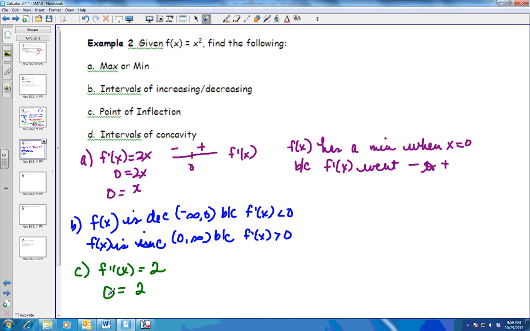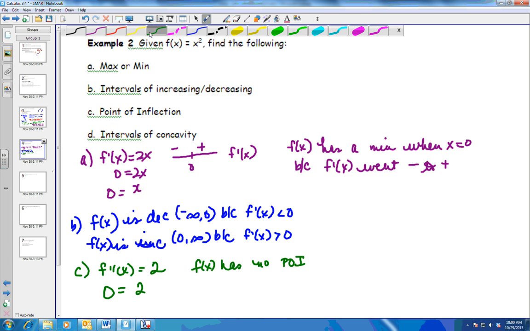So what does that mean? That means that I must not have a point of inflection. So I would write f of x has no POI. And part D wants to know the intervals of concavity. When you do not have a point of inflection, you can still say if it's concave up or down by looking at your second derivative.